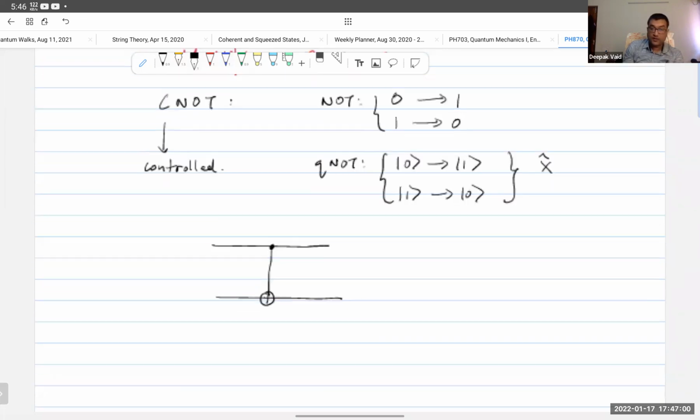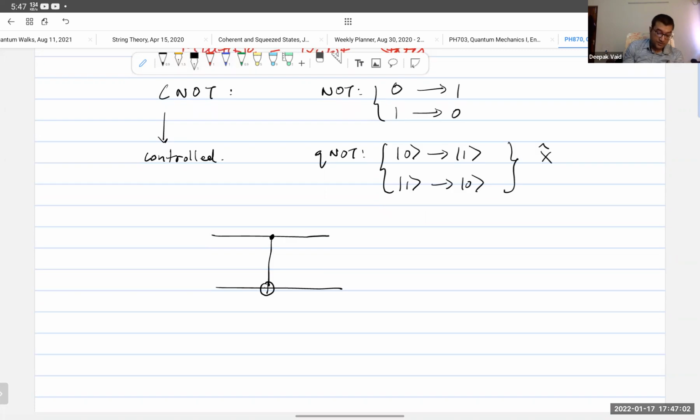Okay. So this is the circuit representation of a CNOT gate. There are two qubits. Let's call this A and this B. A is called the control qubit. And this dot over here tells us that this is the control qubit.